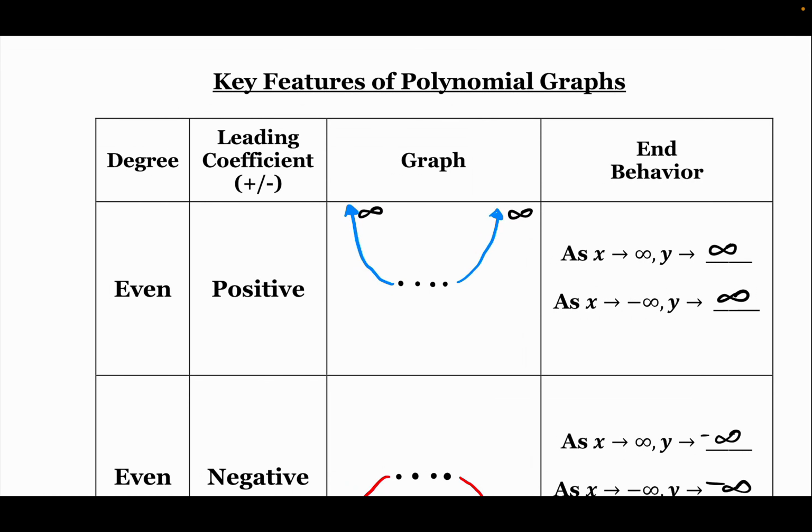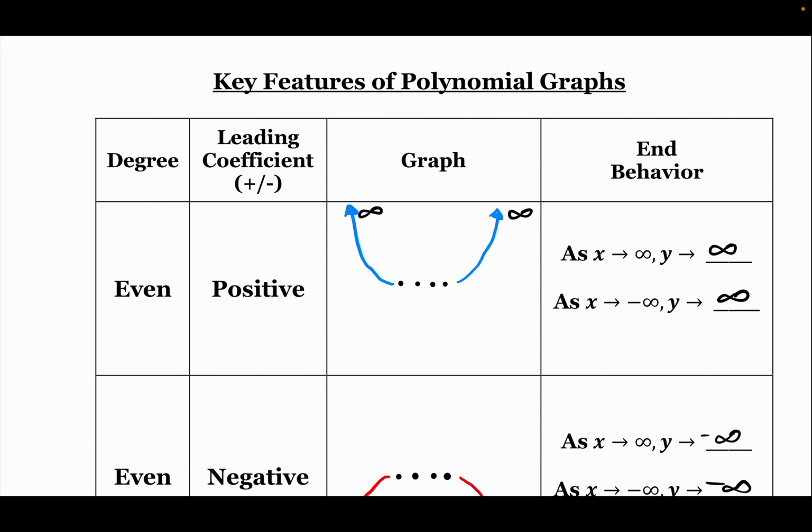Leading coefficient means if it's in standard form, what's in front? Is it a positive or a negative? That's what it means. If both of those are, if they're even and positive, the graph's going to look like that. Okay? The arrows are going to look like that.